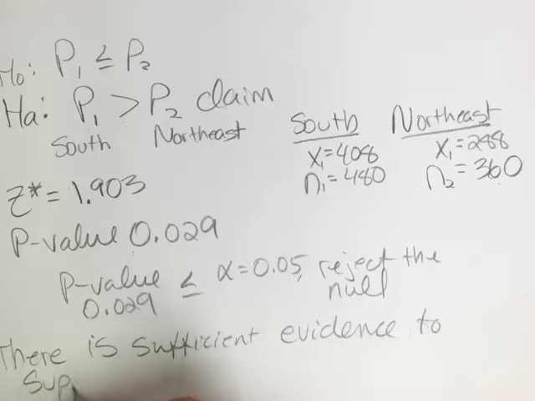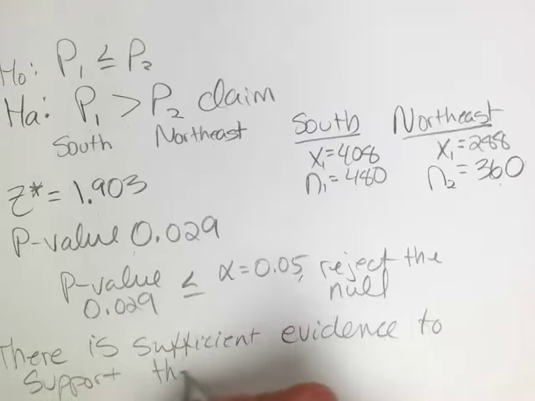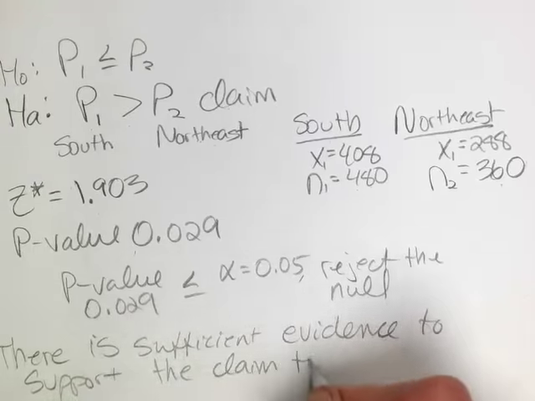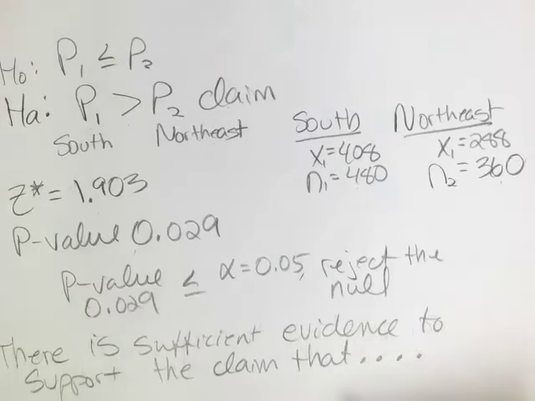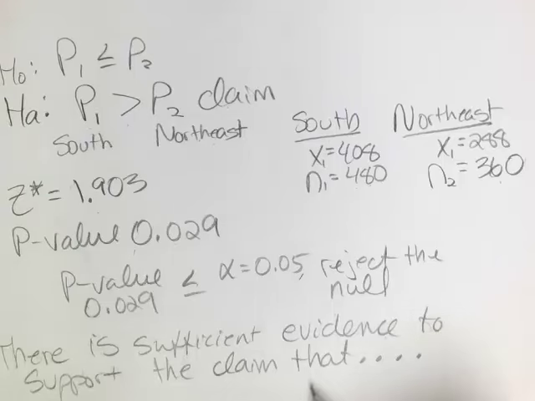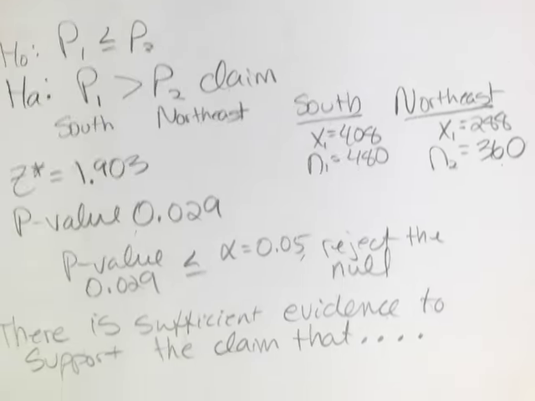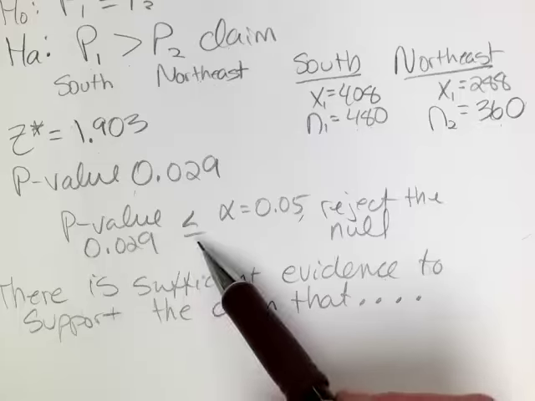Okay, this is the boring part. And then you could finish that by writing it in terms of the question. So support the claim that the proportion of drivers who wear seatbelts is greater in the south than in the northeast. Now this is using the p-value method.